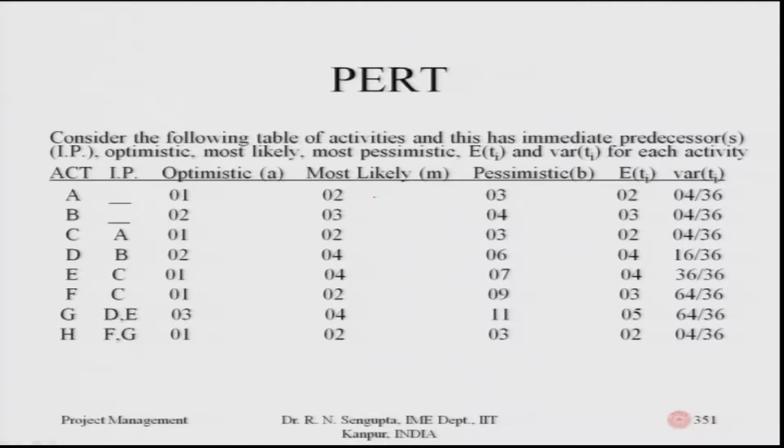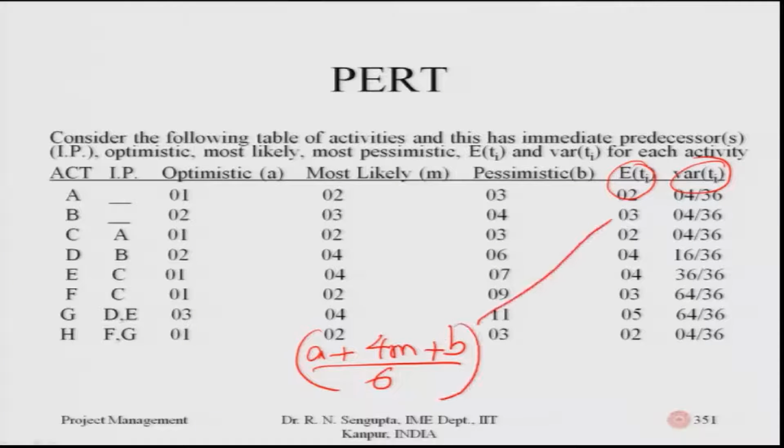Now I need to find out the expected value and the variance. The expected value is (A plus 4M plus B) divided by 6, and the variance is ((B minus A) divided by 6) whole squared. The variance and the expected value have already been calculated and are given in front of you, so I am not going to do the calculation.